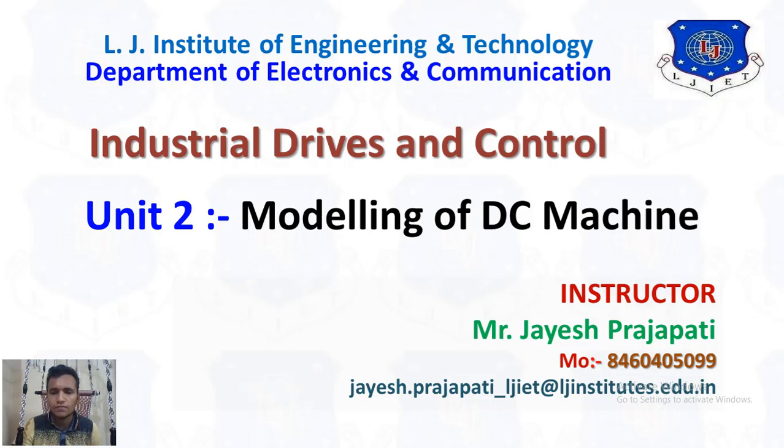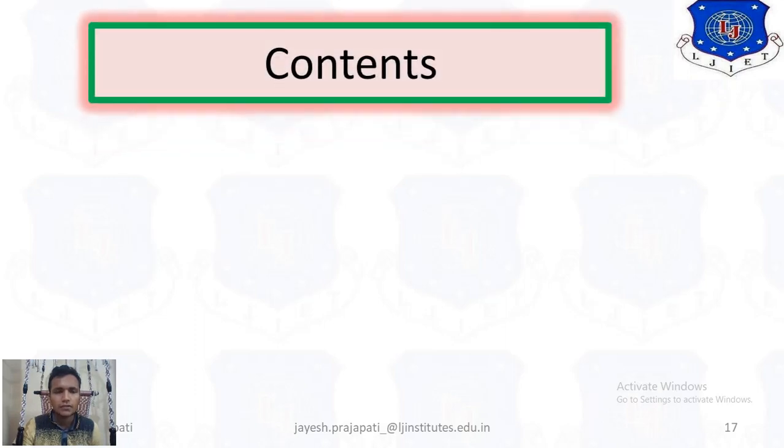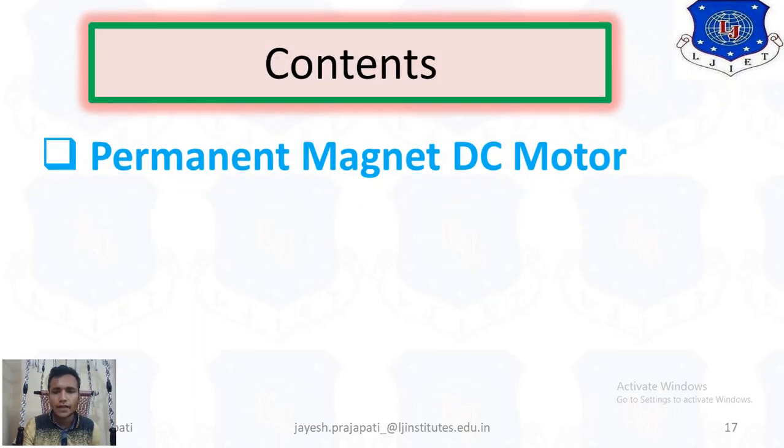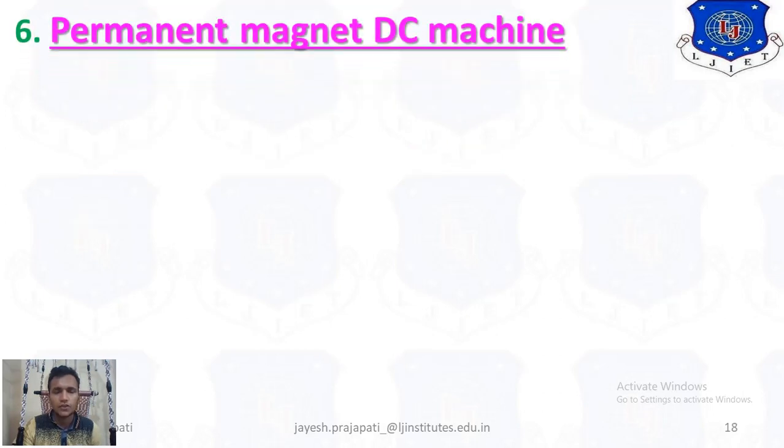In this video, we are going to learn about Industrial Drives and Control, Unit number 2, that is Modeling of DC Machine. In this session, we have to study the content, that is permanent magnet DC motor and some examples. So let us discuss the permanent magnet DC machine.